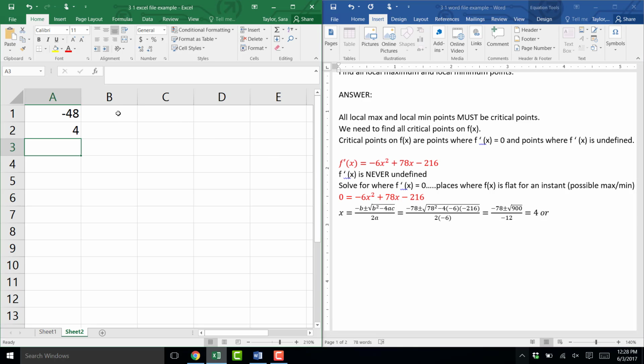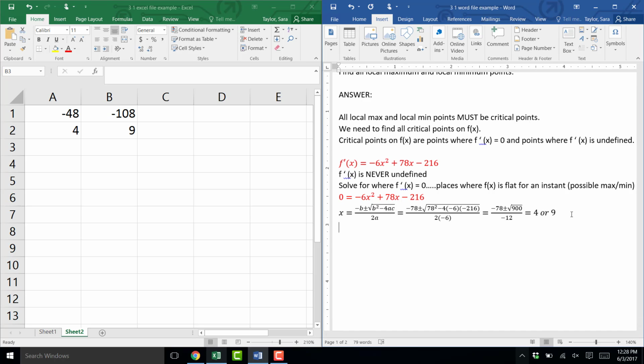There's negative 78 plus square root of 900 over negative 12, and then there's negative 78 minus square root of 900, and equal that divided by negative 12. So the other answer is 9. So the two solutions to this are x equals 4 and x equals 9.